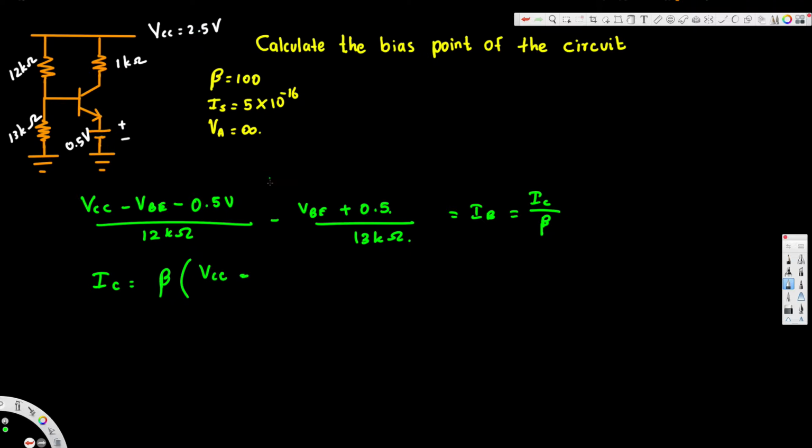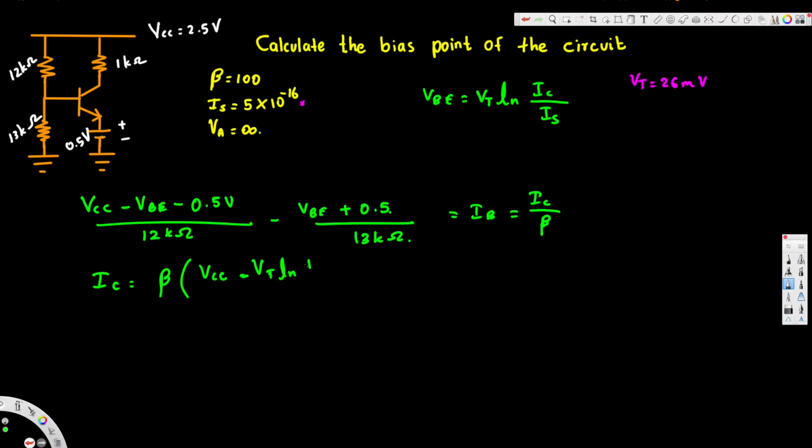VBE, we don't have that, so there's another equation for VBE. VBE is equivalent to VT ln of IC over IS. Okay, this is the equivalent equation for the VBE. So instead of this one, we can replace VBE with this equation, because VT is a constant value. VT is always 26 millivolt, and IC is what we are trying to find. IS is provided right here, so if we put that one here, we can solve this one easily.